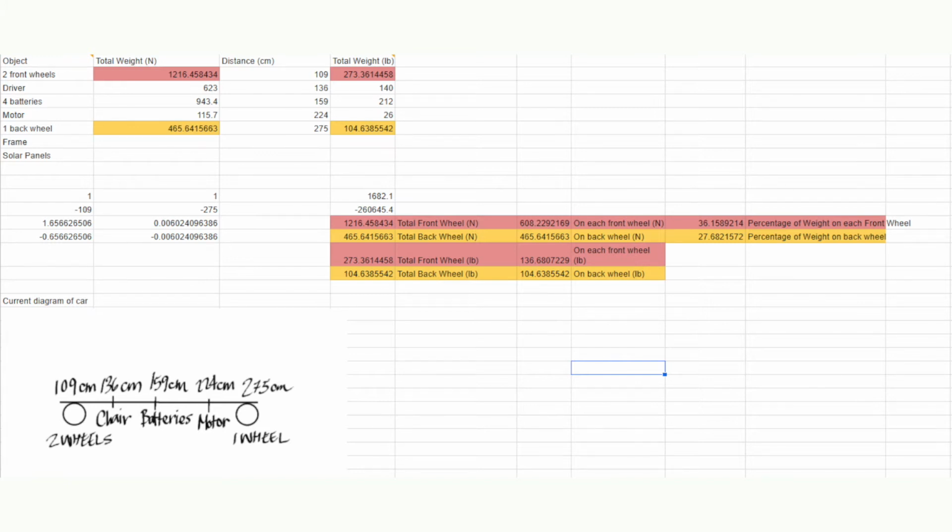Using these numbers, we came to the conclusion that our car didn't have an equal weight distribution. In order to rectify that, we had to go through multiple iterations where we took a specific component in the car and moved it closer or farther away from the front of the vehicle. And we saw how that changed the weight distribution and if it made it more favorable or more unfavorable.